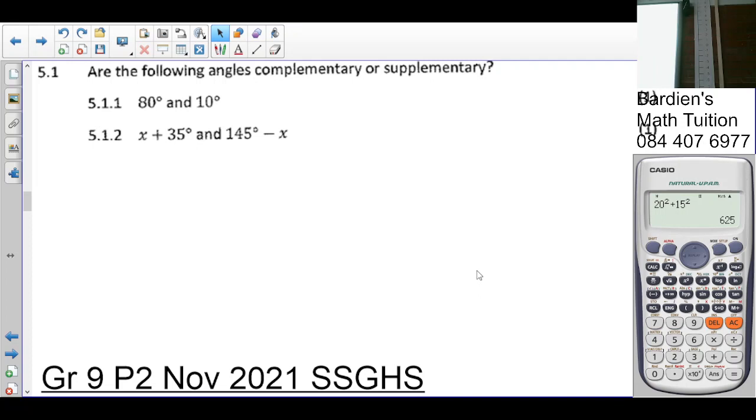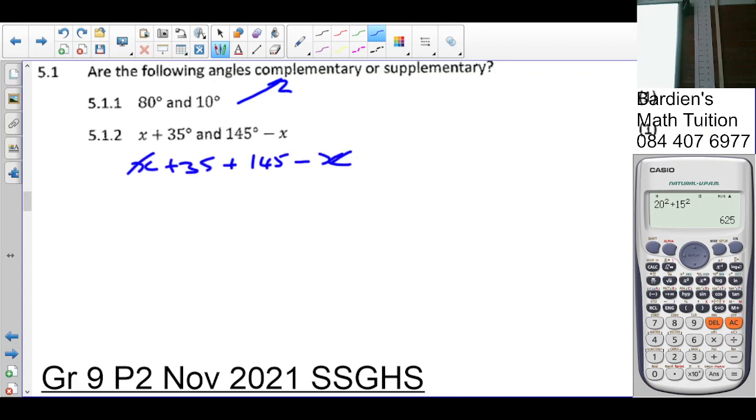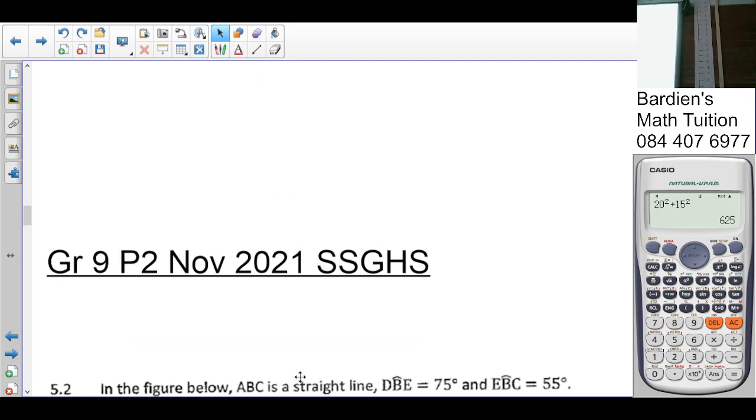It absolutely, angles, it adds up to 90. Nice. And supplementary? Nice. Alright, so 5.1.1. The following angles, 80 and 90. Complementary, yes. Now if you're looking at x plus 35 plus 145 minus x, that cancels, leaves you with 180, which means to say this is the end of the supplementary angles. Angles, it adds up to 180. Alright. Let's carry on with our lives.